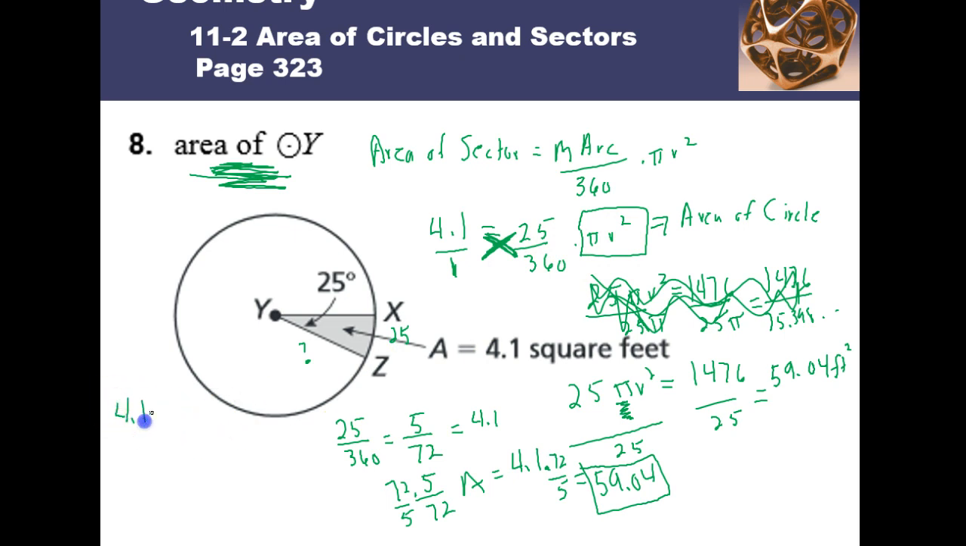One more way, it's the same way but without the cross multiplication. When I got the 4.1 equals 25 over 360 times pi r squared, I could have just multiplied both sides by the reciprocal, 360 over 25, and 360 over 25 here. And then these would have canceled, and I would have gotten pi r squared equals that 59.04. Alright. Let's see if there's one more slide. I can't remember.